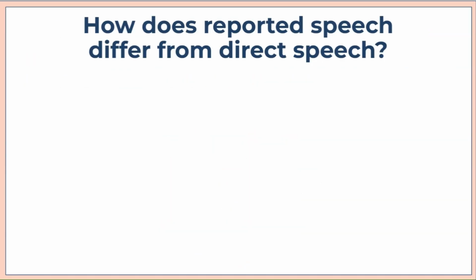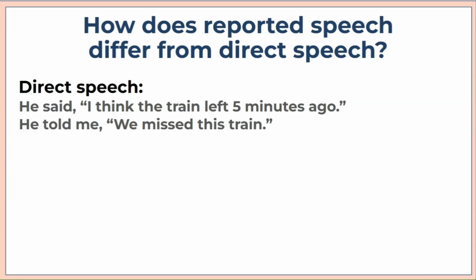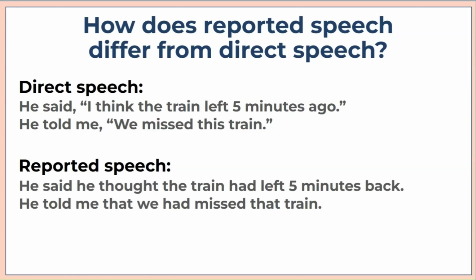Reported speech is different from direct speech. Direct speech uses quotations to tell us exactly what someone said. For example, he said, "I think the train left 5 minutes ago." Or, he told me, "We missed this train." With reported speech, we do not use quotation marks because we are not using someone's exact words, but we are instead sharing their information. So it looks more like this. He said he thought the train had left 5 minutes back. He told me that we had missed that train.